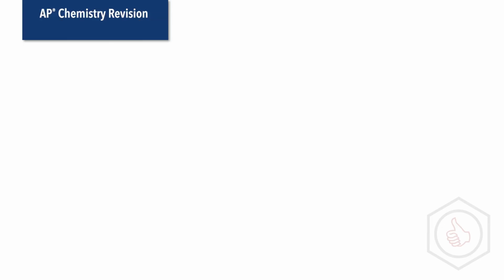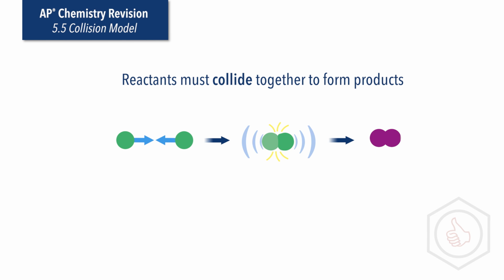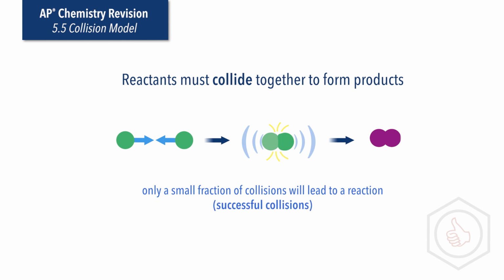Hello, so this is a revision video for AP Chemistry 5.5, Collision Model. In an elementary reaction, reactant particles must collide together in order to form products. However, in most reactions, only a small fraction of these collisions will lead to a reaction. A collision between particles that does lead to product formation is called a successful collision.